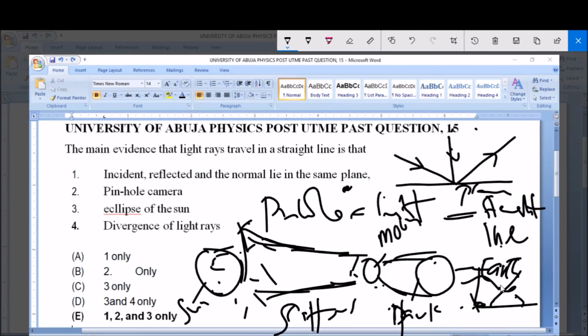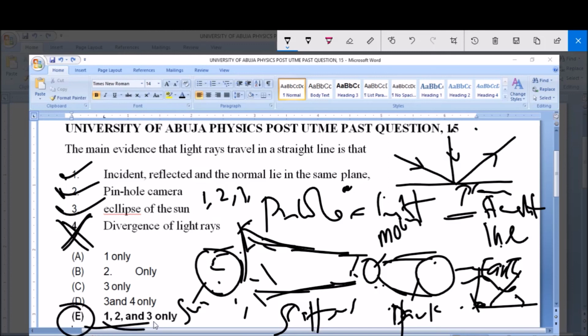So now, from my explanation, the three valid points here are number 1, incident, reflected, and normal lie in the same plane, as I explained. The phenomenon of a pinhole camera depends on the fact that light travels in a straight line. Also, eclipse of the sun, like I explained. But divergence of light is not the right answer. So we have options 1, 2, and 3 to be correct, and that's the same thing as option E. 1, 2, and 3 only are the correct options out of the 4.